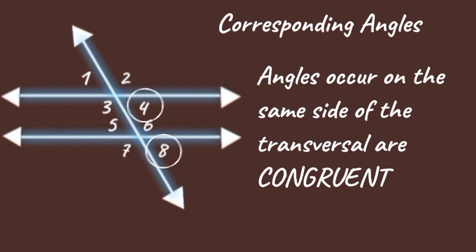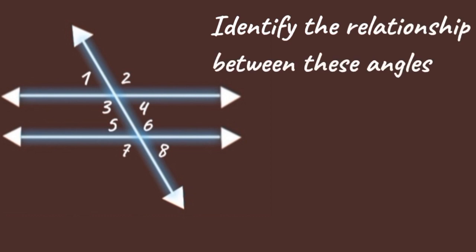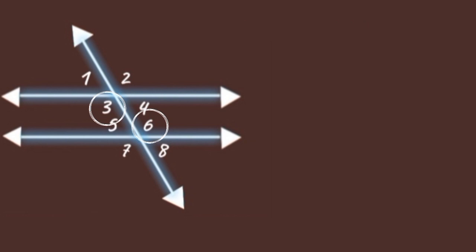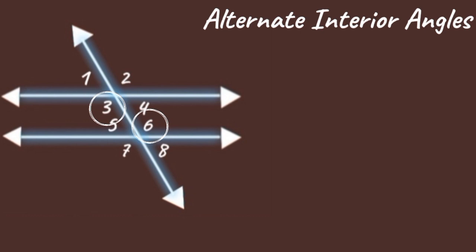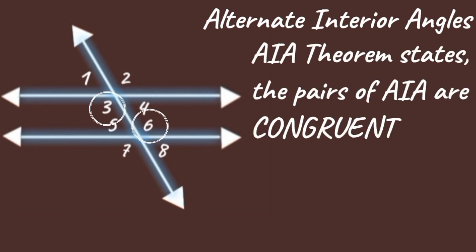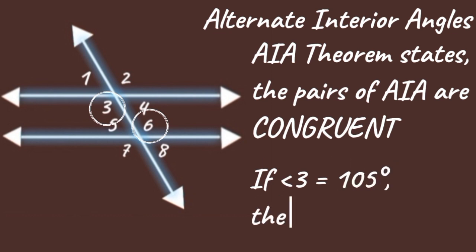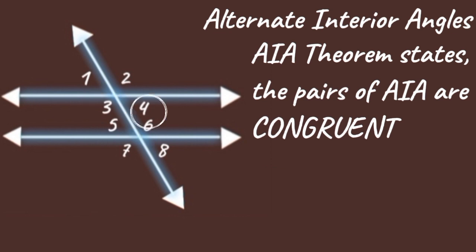Now, let's proceed. What could be the relationship between angles 3 and 6? Angles 3 and 6 are said to be alternate interior angles. The alternate interior angle theorem states, if two parallel lines are cut by a transversal, then the pairs of alternate interior angles are congruent. Assuming that angle 3 measures 105 degrees, we can conclude that angle 6 also measures 105 degrees. Angles 4 and 5 also have the same relationship between each other.